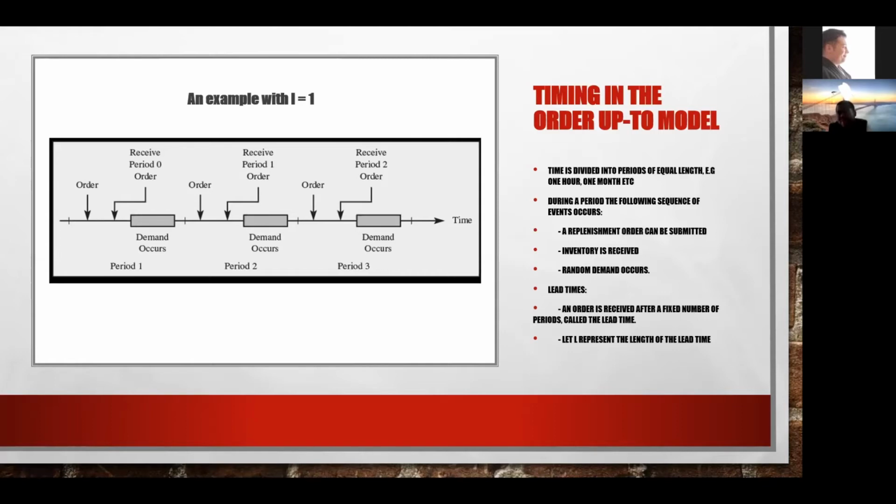During a period, the following sequence of events occur. There is a replenishment order, which can be submitted. Inventory is received. Random demand occurs, go through the lead time, and an order is received after a fixed number of periods. Then looking at the diagram, you see how the procedure is being carried out from the order put in, going through the lead period, and to receive the order.